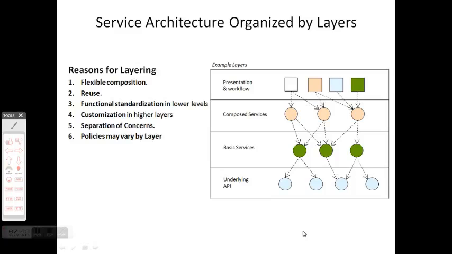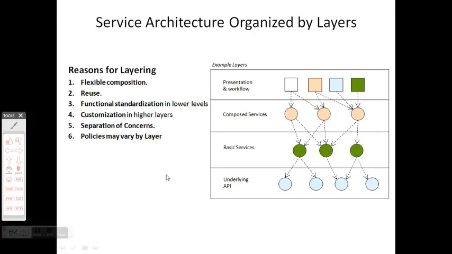And then, of course, at the bottom of this hierarchy, we have the API of the organization, where our data, applications, and other types of infrastructure components provide information as well as functionality to those services directly above them.